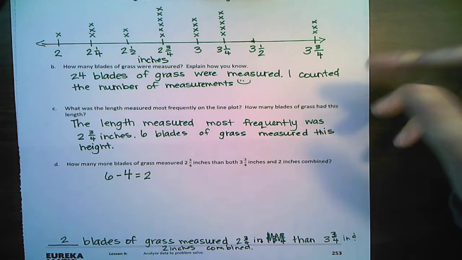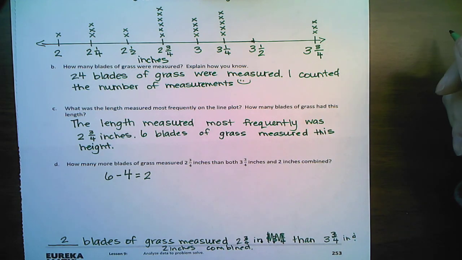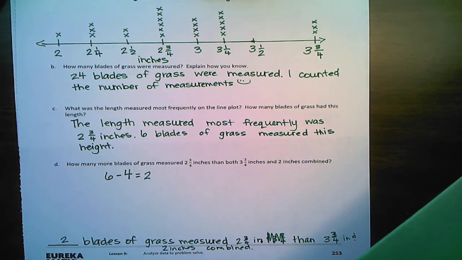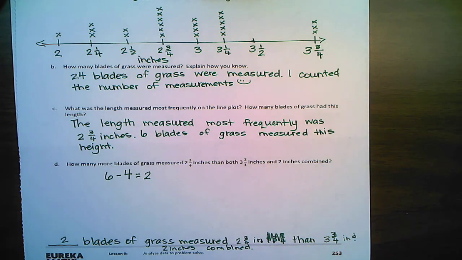And that, my friends, is the end of Module 6. Can you believe it? So next time we're back here, we will be starting Module 7, which I think is geometry. Word problems. Lesson 1 is word problems. That's all I know. So get excited.